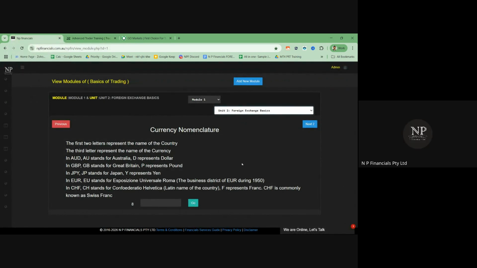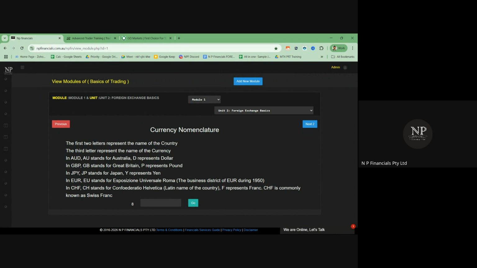Currency nomenclature. So now we are starting module 1, unit 2. Module 1 of basics of trading has 3 units. The first one we completed: Forex market facts, figures and frameworks. Now we are going into foreign exchange basics, so we'll start with nomenclature.